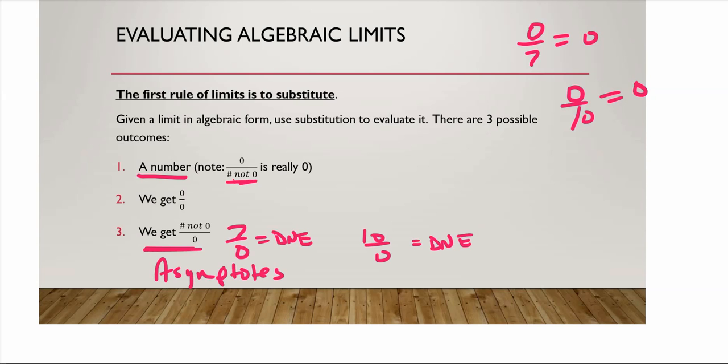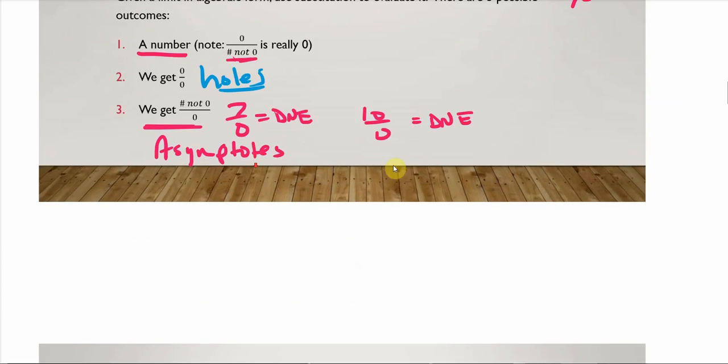Now, if we substitute and we get 0 over 0, we are going to get holes in our graph. Holes. So these are the 3 scenarios that you're always going to do when you substitute. Remember, the law of limits. If you ever see a limit, substitute it. If you get a number, boom, you're done. All right. Now, if you get 0 over 0, I'm going to tell you what you can do if you get 0 over 0. And then I'm going to show you an example of what you're going to do when you get asymptotes. So here we go.